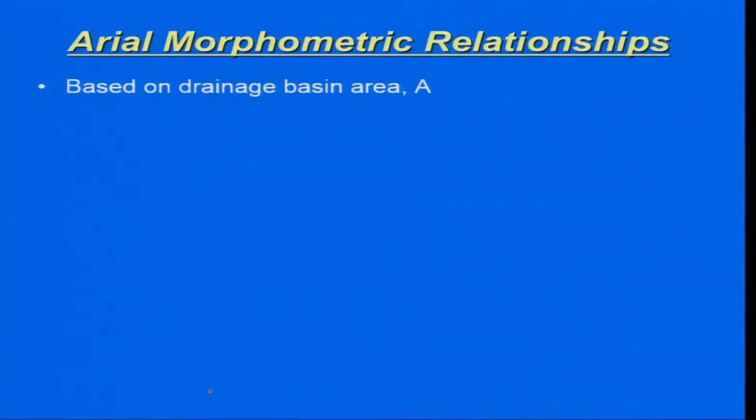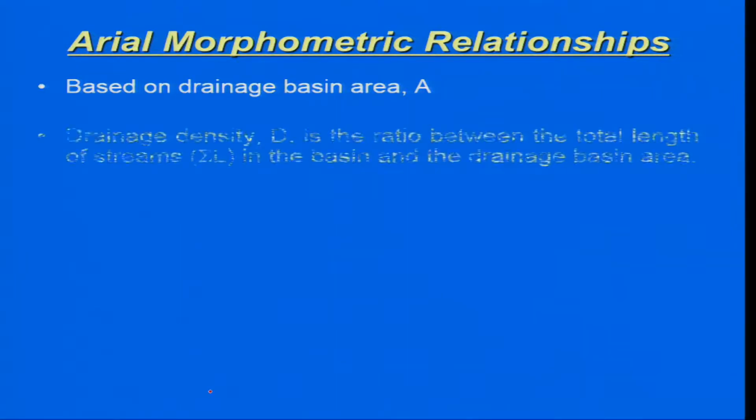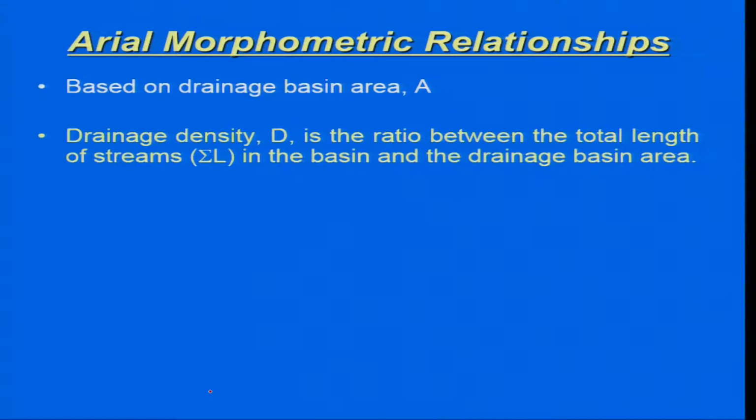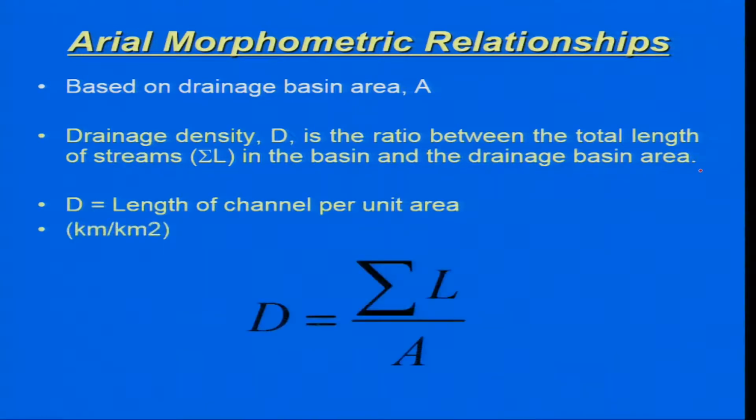Now, another important parameter is that based on the drainage basin area, you can talk about the drainage density. The drainage density, D, is the ratio between the total length of the streams, that is, you add all the stream lengths in the basin, and the drainage basin area. That will give you the drainage density of that particular region in kilometer per square kilometer.